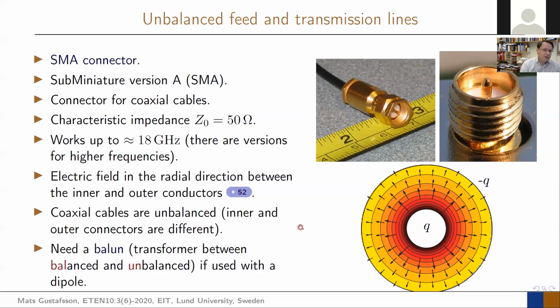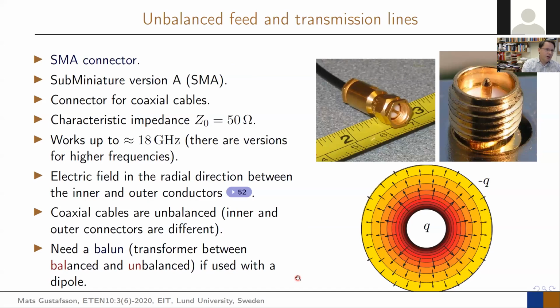And when you connect these to your dipole antenna, you need something called a balun, which is a transformer between something that is balanced, which is the dipole, and unbalanced, which is your SMA connector and coaxial cable. So that needs to be attached when you go with these two. Something needs to transform them.